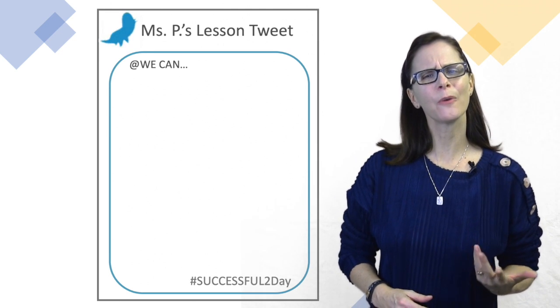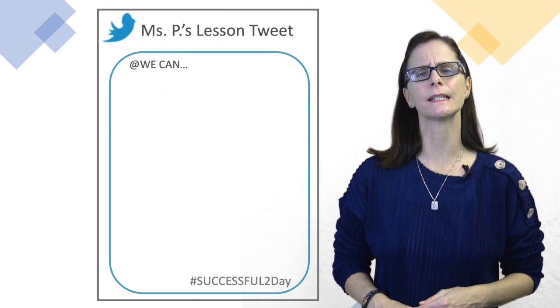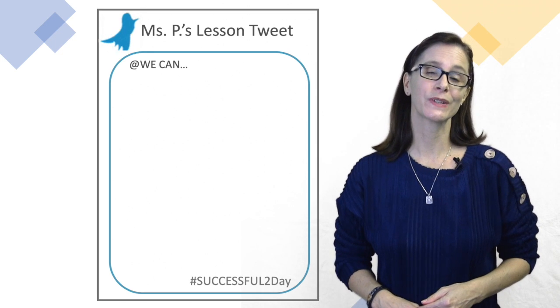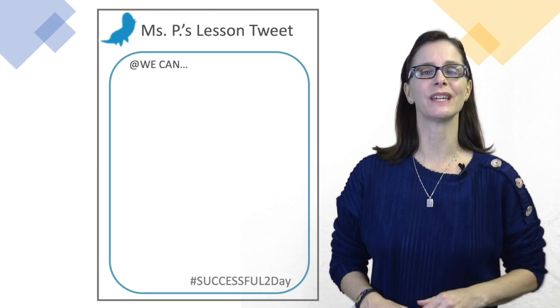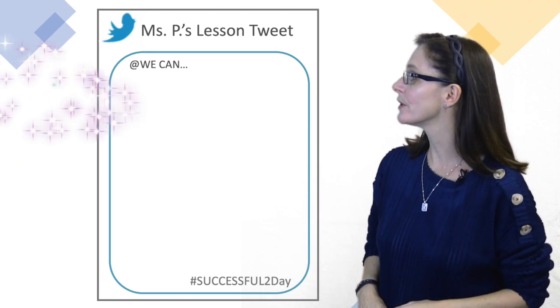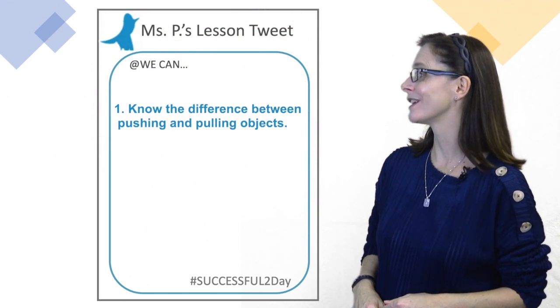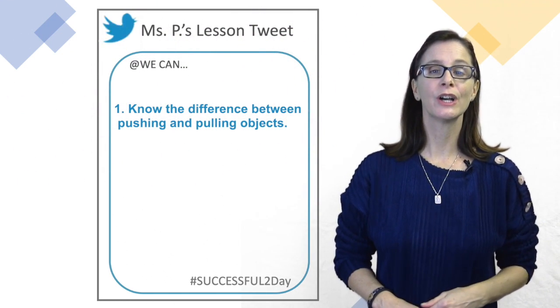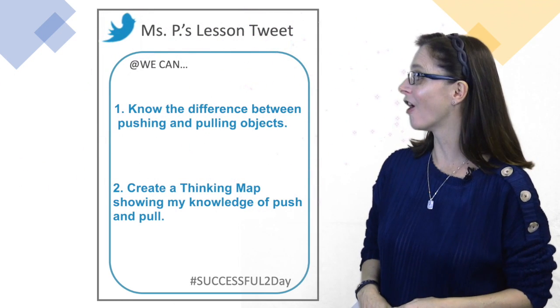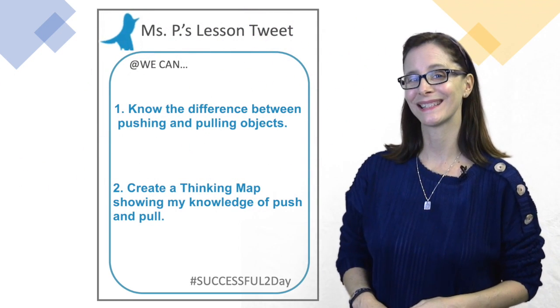So, how are we going to know if we're successful in this lesson? Well, we will know we are successful when we can do these two things. Number one, know the difference between pushing and pulling an object. And number two, create a thinking map showing our knowledge of push and pull.